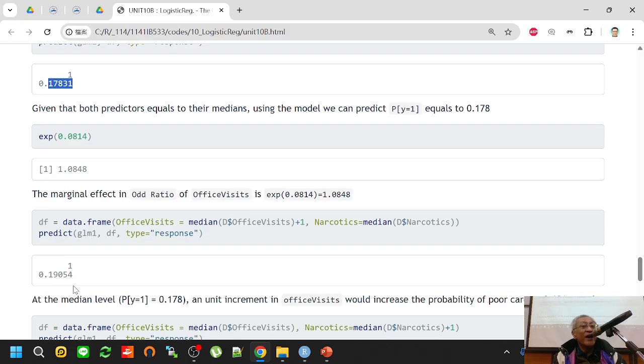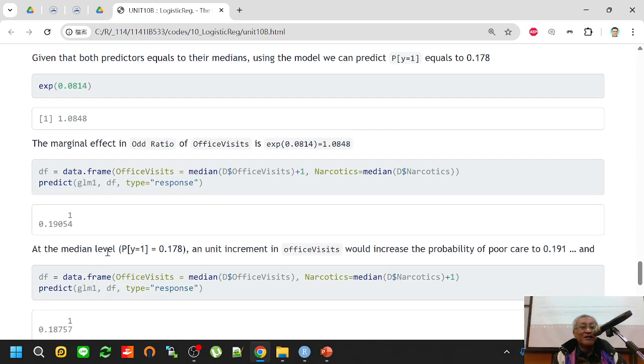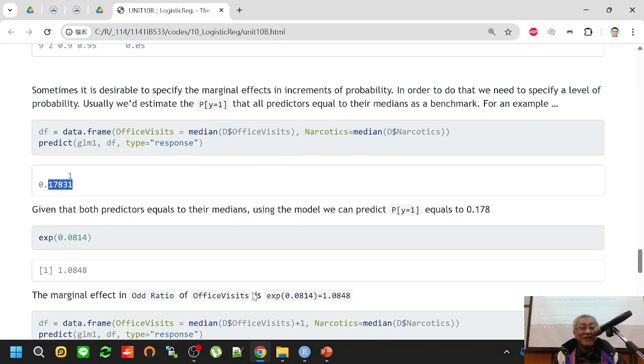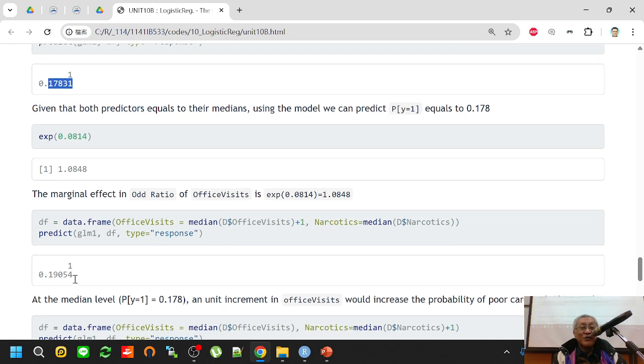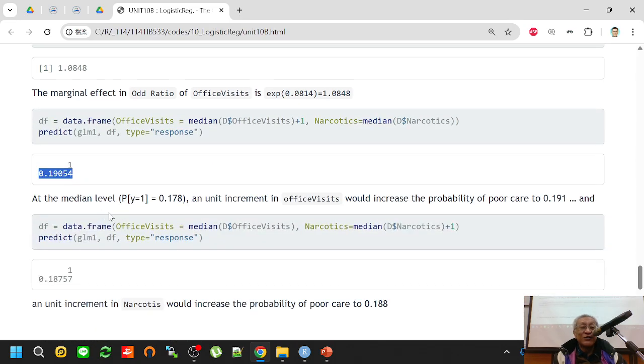So the marginal effect of x1 would be equal to 0.190 minus 0.178. Okay, so you can do this.